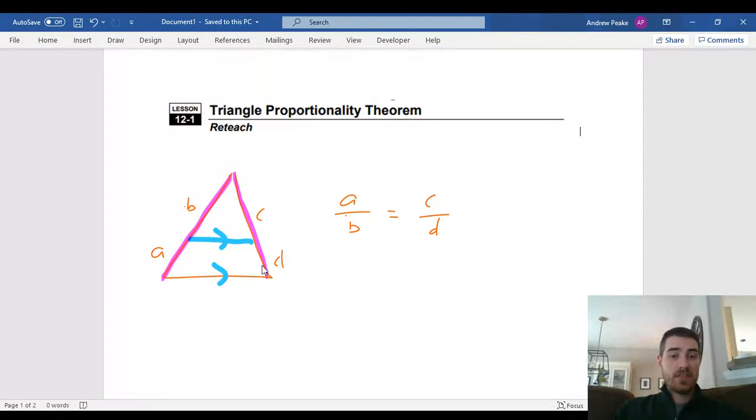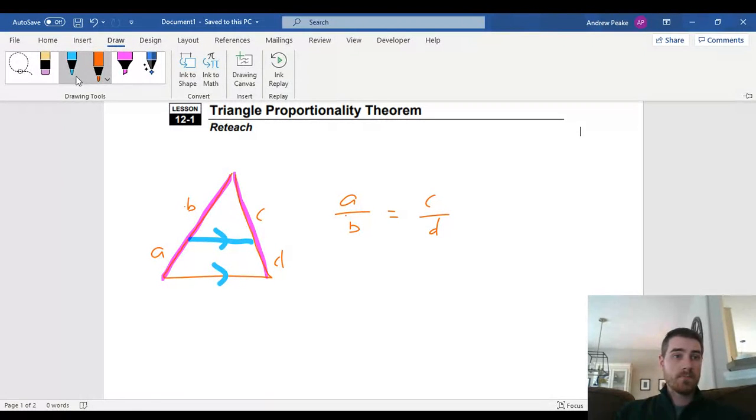The reason for this is because we have this parallel line to these two sides. If we wanted to go into more detail, the reason this works is because of similar triangles with these two overlapping triangles. Where we'll use this mostly for this class is when we have three of these sides and we're looking for the fourth side, we can find that using this proportion. Going the other way, the converse of this is also true.